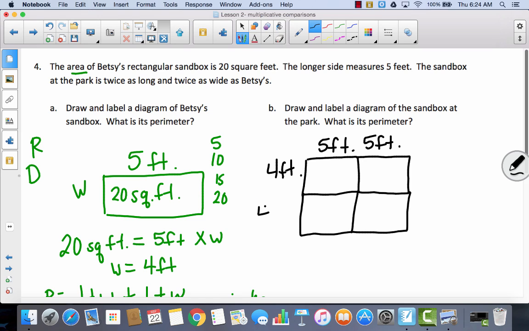So it's going to be 4 feet this way. So does that make sense? It's twice as wide and twice as long. So we had to double both of them.